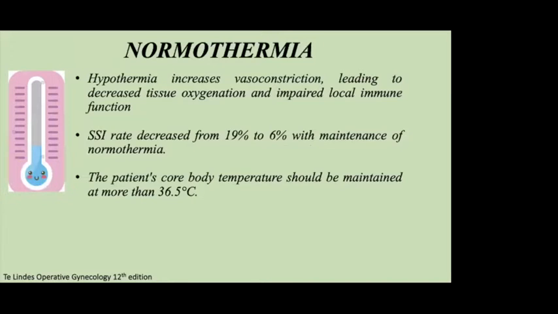Okay, next, normothermia. Hypothermia increases vasoconstriction. This leads to decreased tissue oxygenation and impaired local immune function. In a study by Kurz et al., it demonstrated that the SSI rate decreased from 19% to 16% when the patient's core temperature is maintained at more than 36.5.